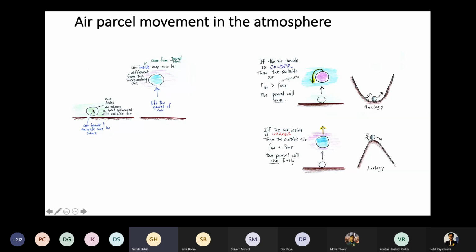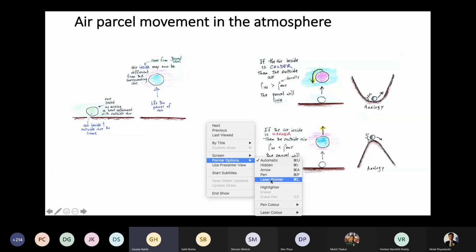So air inside and outside air, if this is the same, whatever the temperature inside the air parcel and outside the air parcel is the same, in that case there is no mixing. It will neither go up nor go down. So it will remain in the atmosphere as it is. Now the second, can I have a pointer?